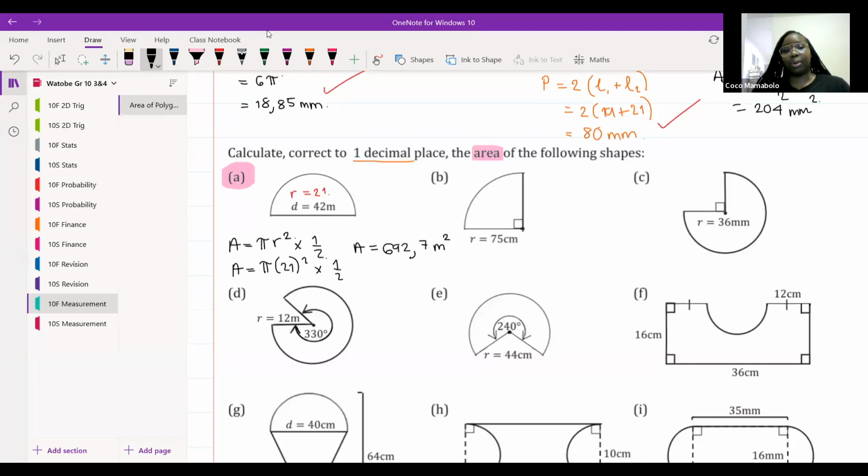Yes, correct, Kaganipo. If they don't give you an instruction, you always leave it with 2 decimal places. Okay, but normally they'll give the instruction at the beginning of the paper for you to leave it like that.